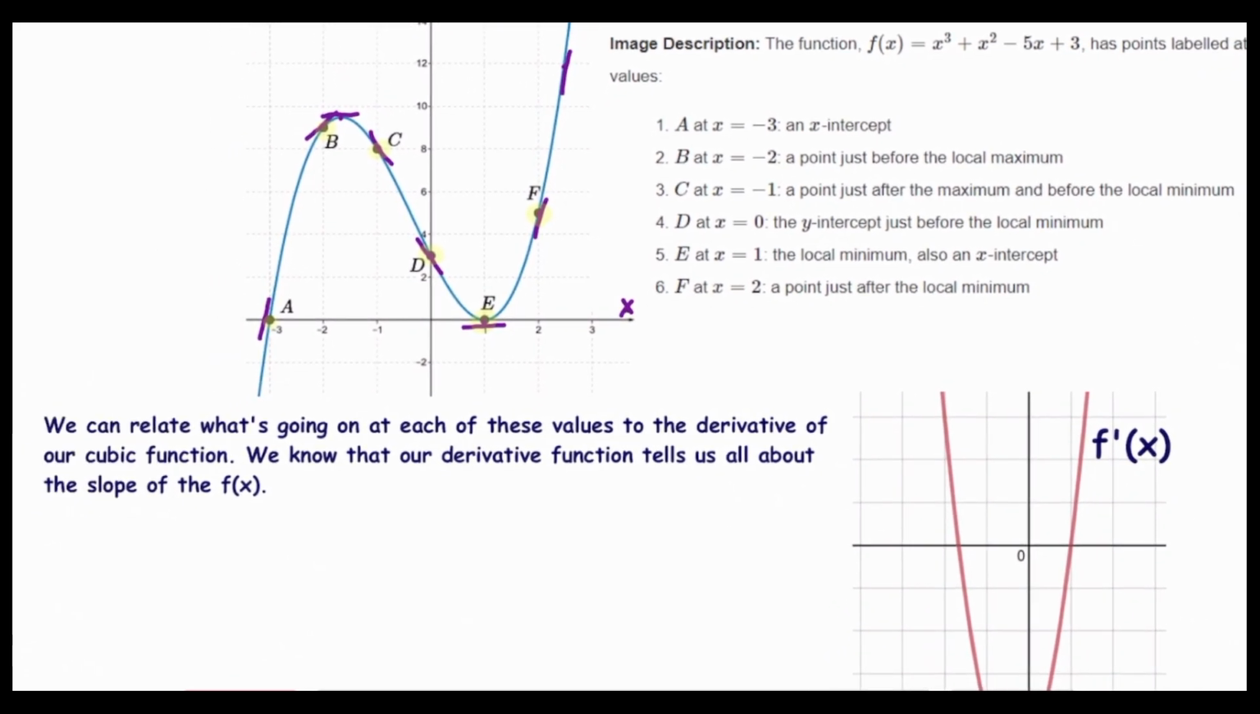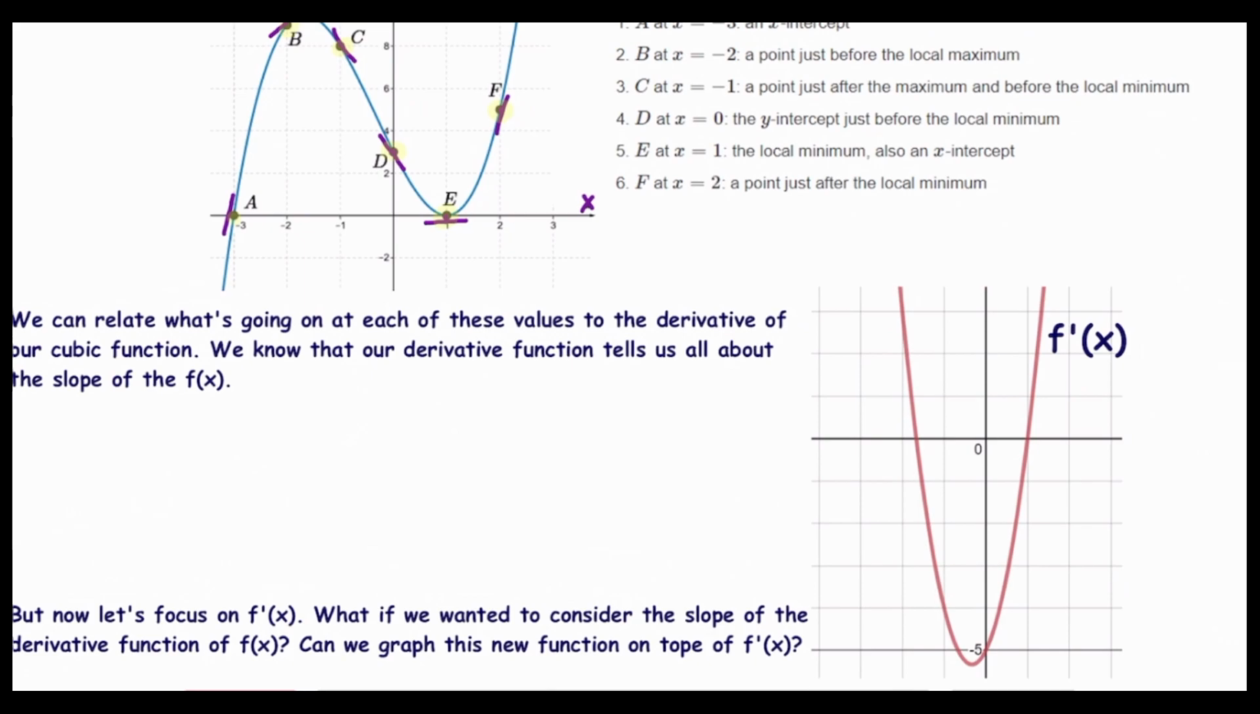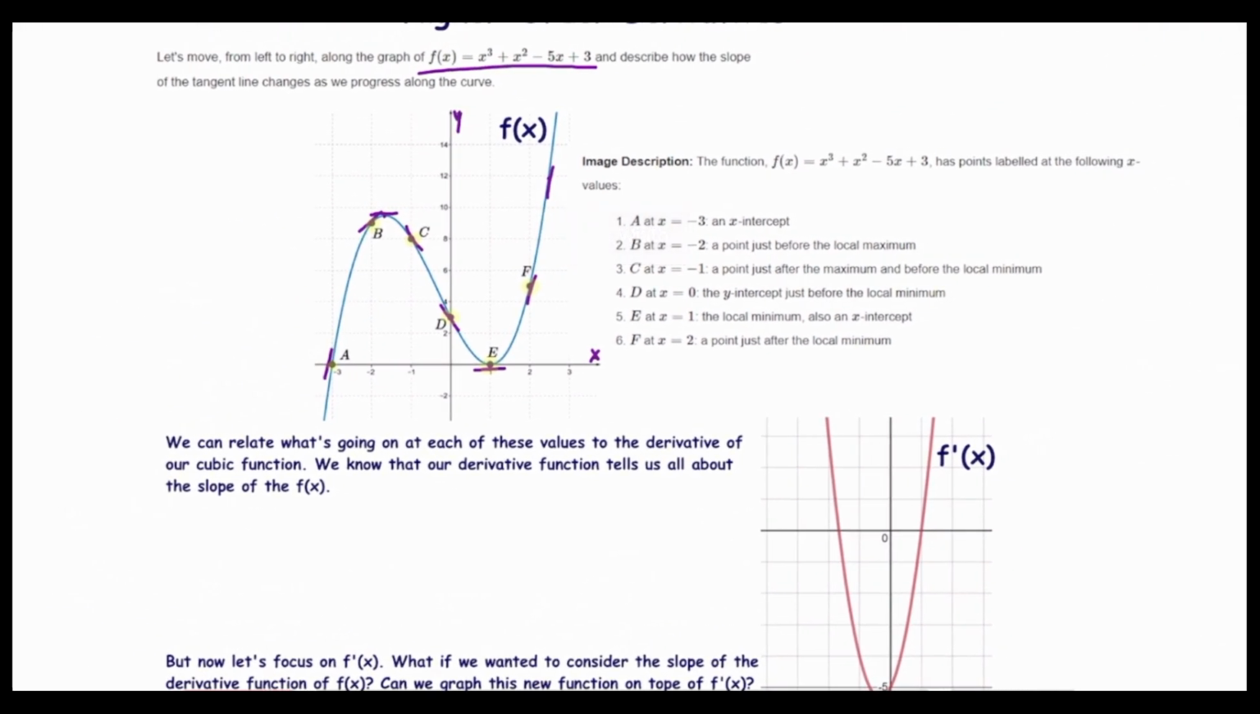We can relate what's going on at each of these values to the derivative of our cubic function. We know that our derivative function tells us all about the slope of f of x. And so we can actually find the function of our derivative, and we've looked at that using a variety of rules. So I'm going to rewrite out the function here, and then we'll quickly find the derivative, and then we'll take a look at its graph.